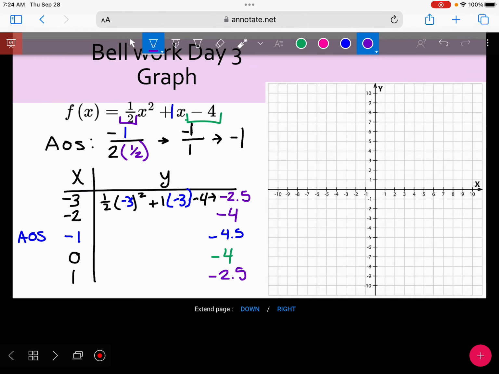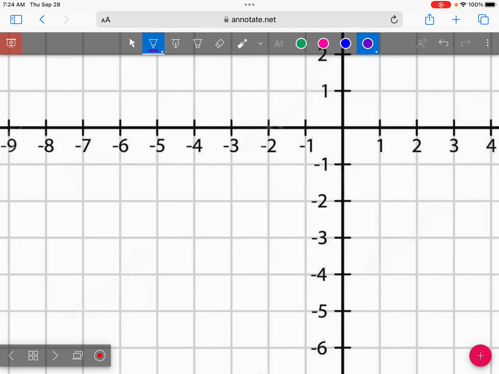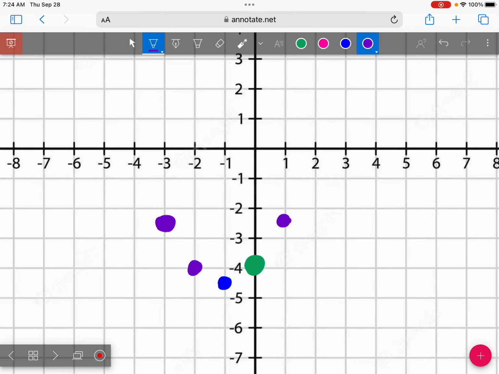So we have now to plot our points. We have -3, -2.5, which is somewhere in here. -2, -4. We love a right on it point. -1, -4.5. So in between, right about there. Got my 0, -4. And 1, -2.5. And we can see our dots right here.